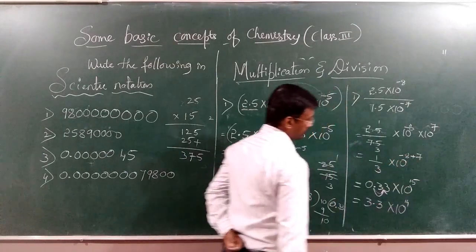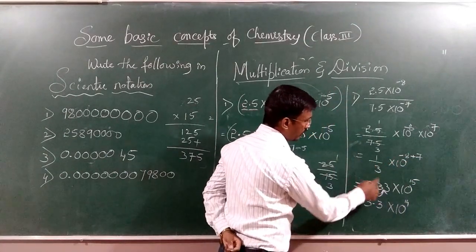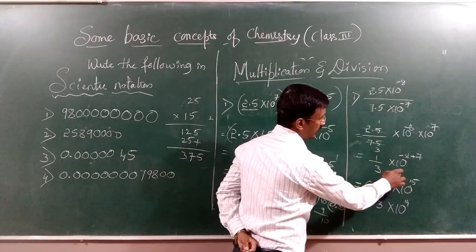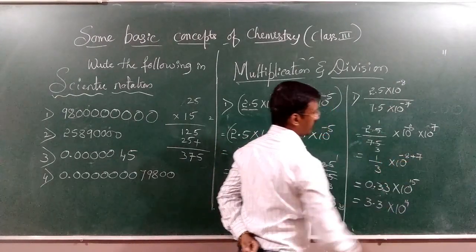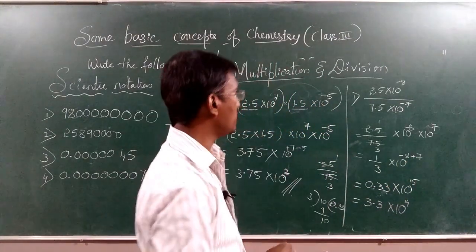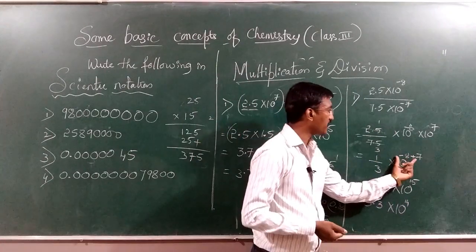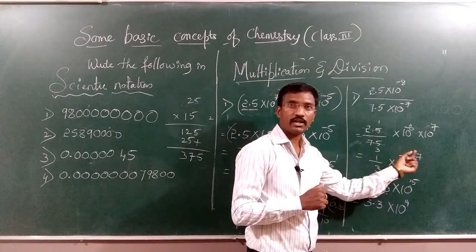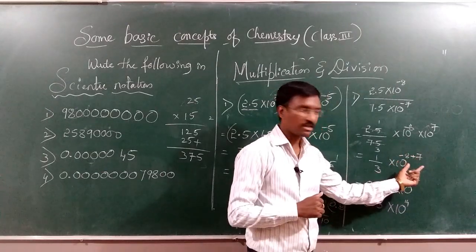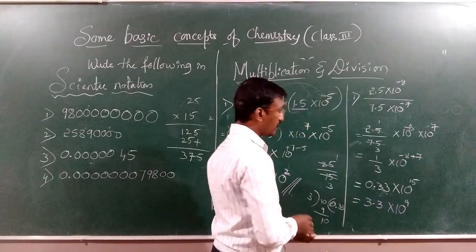Minus 8 and plus 7. 1 by 3 is nothing but 0.33 into 10 raised to minus 8 plus 7. One is minus and another one is plus. It means you have to do the subtraction. If both are negative, you have to do the addition and keep the negative sign. If one is plus and one is minus, you have to do the subtraction and the sign should be that of the greater number.